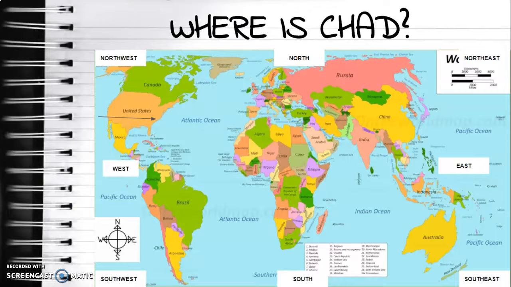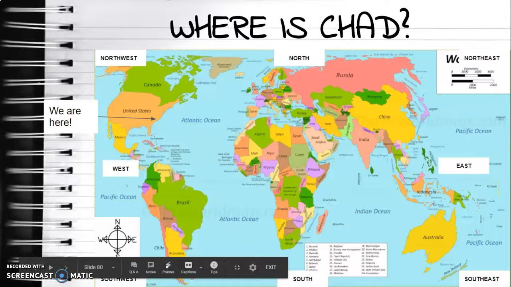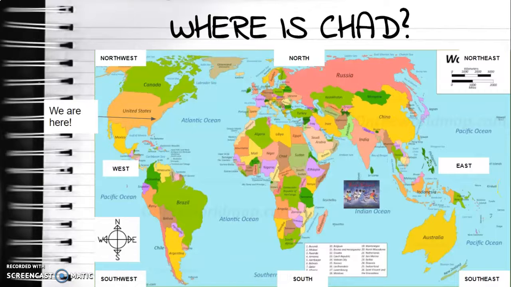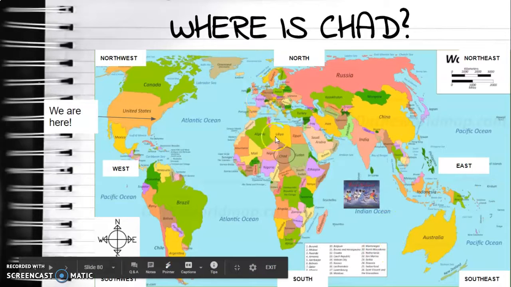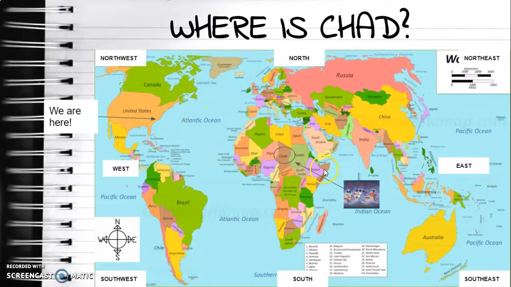So our story today is set in Chad, but Ms. Reed, where's Chad? So if we look on our map, we are here in Charlotte. Chad is going to be over here in the continent of Africa. It is a country in Africa. So we're going to be traveling southeast to get to Chad today for our story.